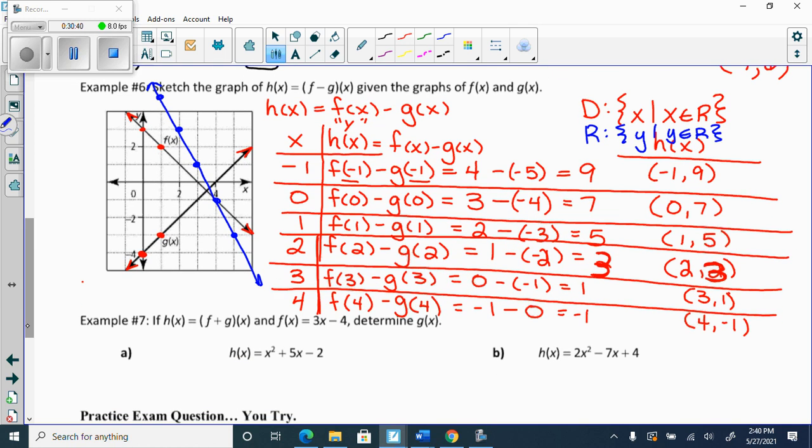Now this is another type that they can ask. So in order to sketch a graph, if you're adding and subtracting, you literally have to work your way from left to right on your x values. So -2, -1, 0, 1, 2, 3, 4, 5, 6, and then use the equation to get your new y.